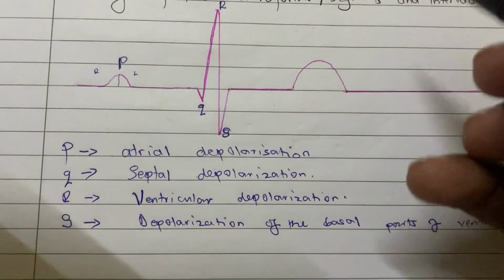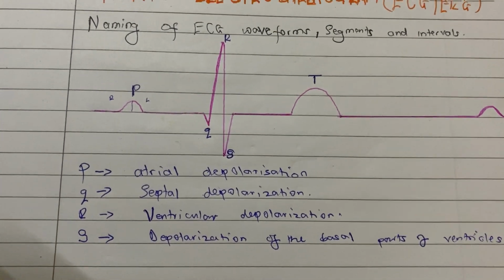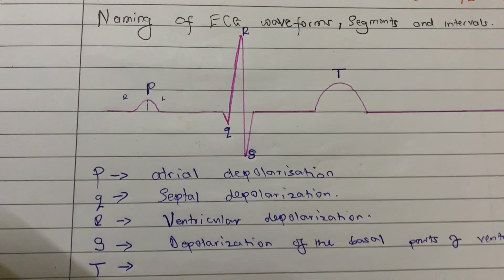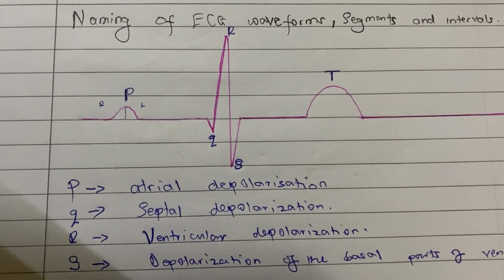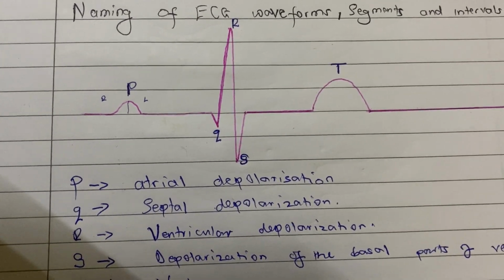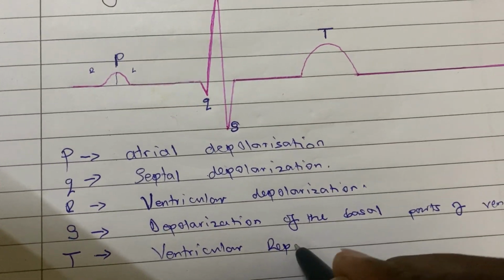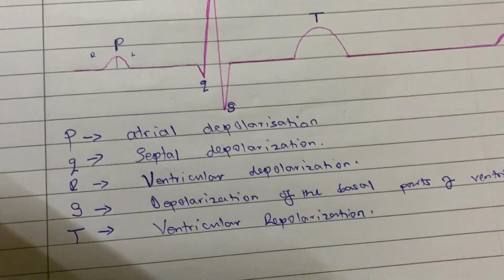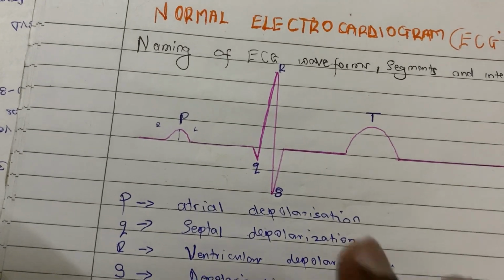And then the next one is the T wave. The T wave is always bigger than P. The T wave represents ventricular repolarization. These are the waveforms.